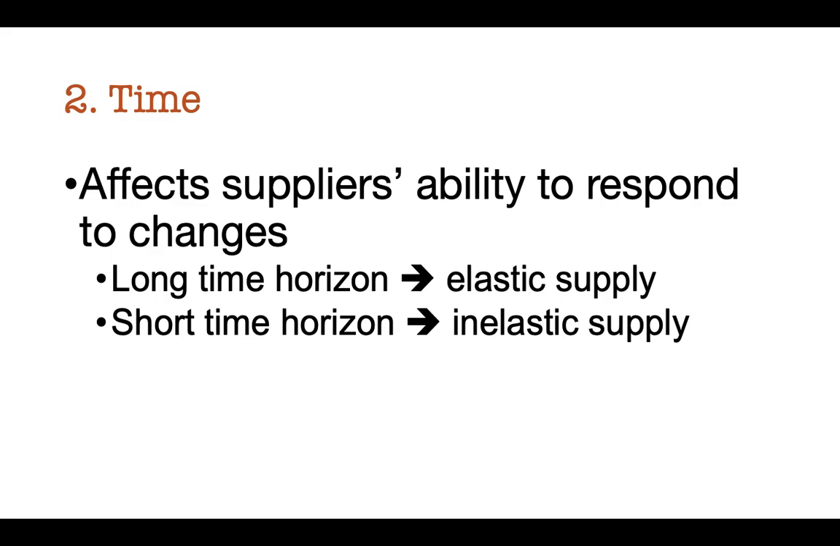The second characteristic is time. So much like consumers, producers, the more time they have, the more they can adjust their behavior. So over longer time horizons, we'll say supply is more responsive or elastic. And over a shorter time horizon, sellers have pretty inelastic supply.